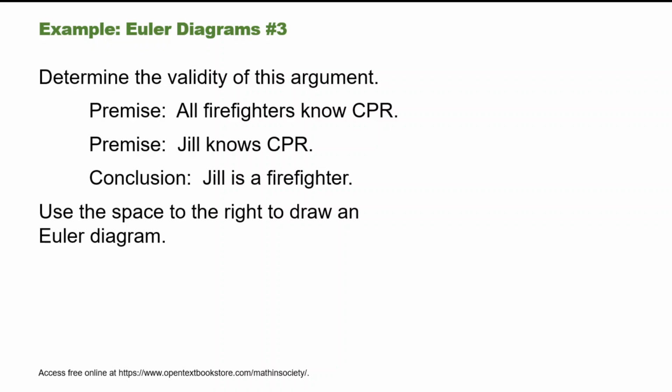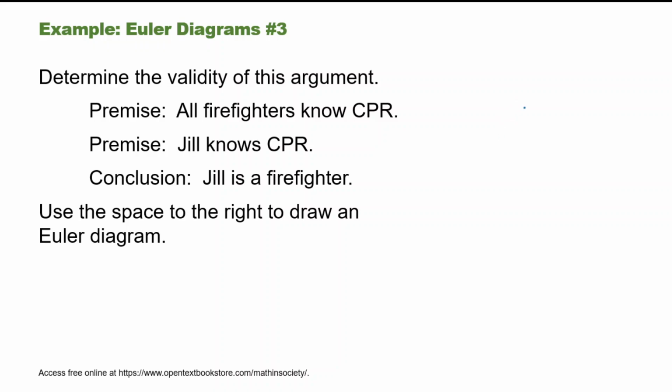Example, Euler Diagrams number 3. Determine the validity of this argument. Premise, all firefighters know CPR. Premise, Jill knows CPR. Conclusion, Jill is a firefighter. Let's use the space to the right to draw an Euler diagram. So it appears we have the groups: people who know CPR, and people who are firefighters. And then Jill is going to be placed on this diagram somewhere.